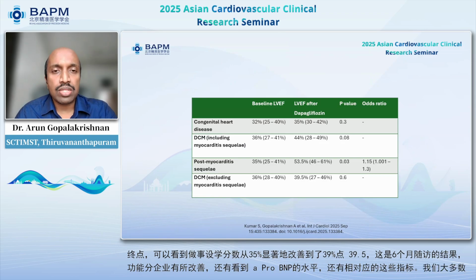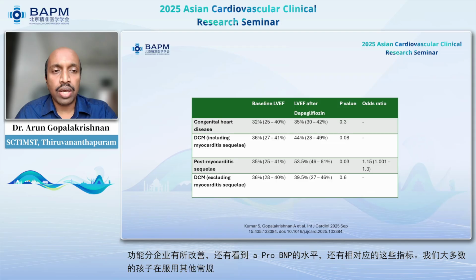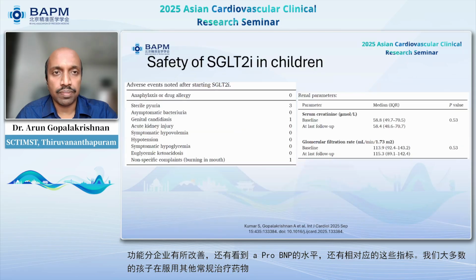Most improvement was noted in those who had post-myocarditis sequelae, and even in those who did not have a history of myocarditis but had idiopathic dilated cardiomyopathy. There was an improvement in LV ejection fraction, but it did not meet the p-value for significance. In congenital heart disease and other patients, it was neutral.